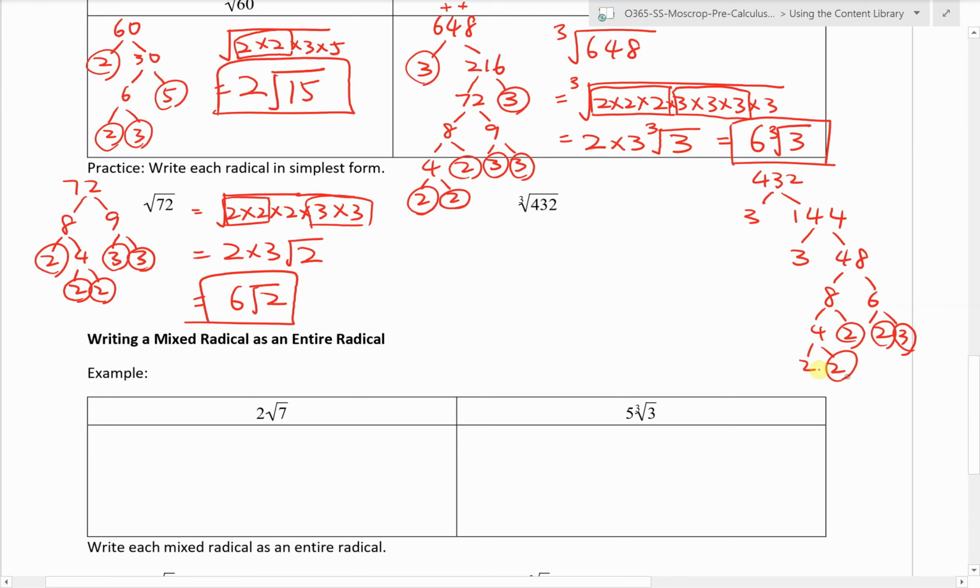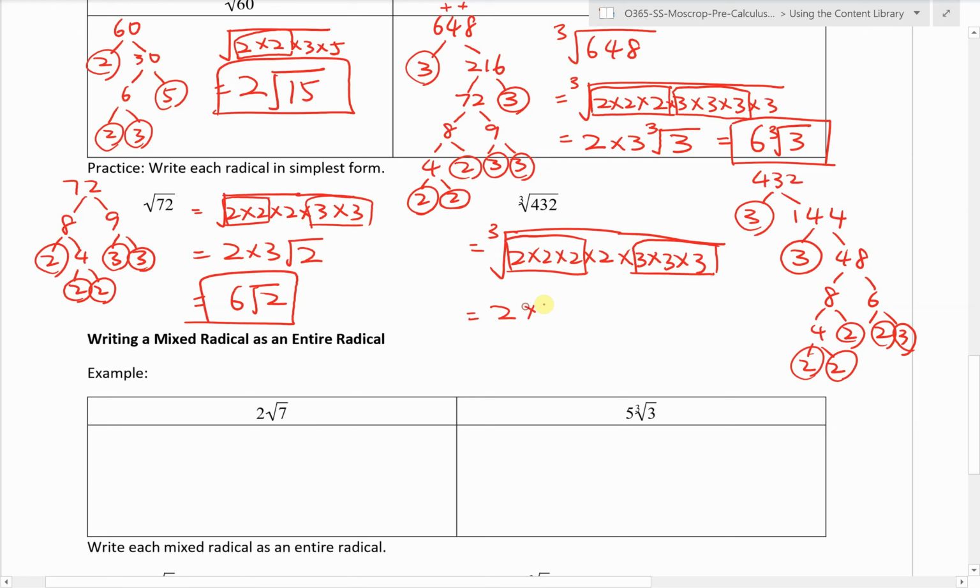I'm going to, again, circle all the numbers at the end of the branches so I don't forget. So we have how many 2's? 1, 2, 3, 4. 4 2's. And 3 3's: 1, 2, 3. Okay, so again, we're going to put them in groups of 3. So 3 2's, 3 3's. So this is going to be 2 times 3 times the cube root of 2, which is 6 cube root of 2. Okay? Hopefully you got those 2 right.